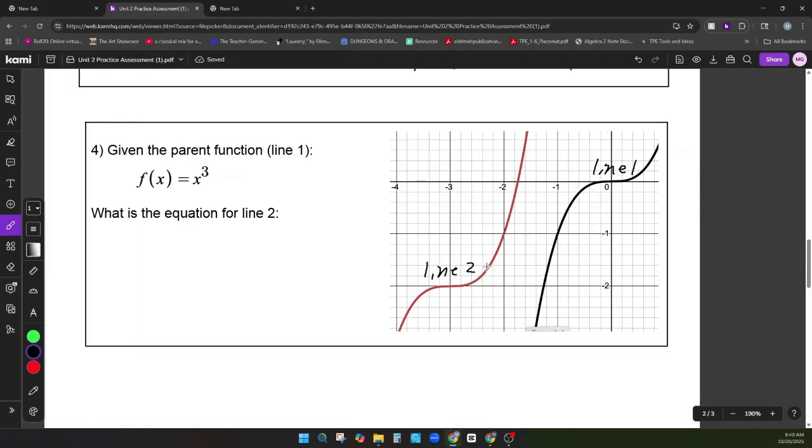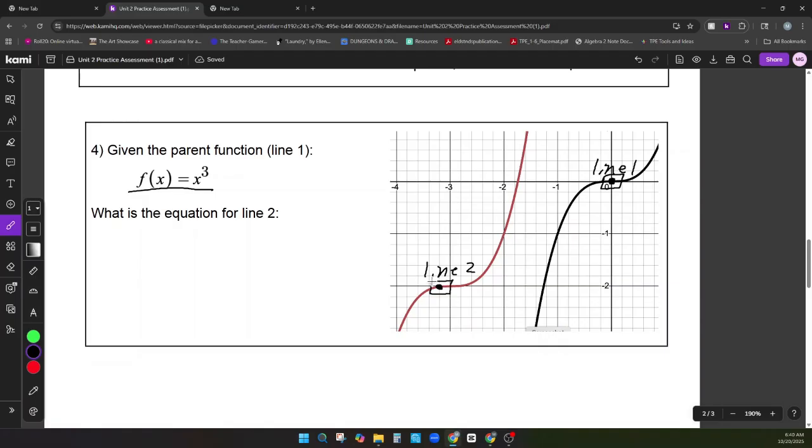Line 2 starting here. The big difference and the big key for understanding this problem is looking at where the parent function starts. In this case, we're using the word start to say where the vertex is, or what the transformation is from (0, 0). So this line goes through (0, 0), as we know most parent functions do. But now we no longer go through (0, 0) for line 2.